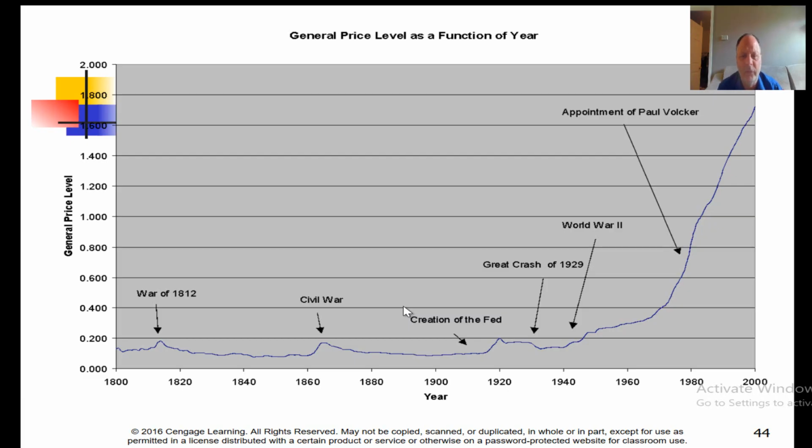If we look throughout U.S. history, one of the big early arguments was the creation of the Federal Reserve System. You can see throughout U.S. history, most of the time this line is flat. This is the general price level as a function of year. So the derivative, or change in this price level, is what we call inflation. We've had a lot of inflation post-World War II, but very little inflation comparatively from the beginning of the U.S. up until that time period.